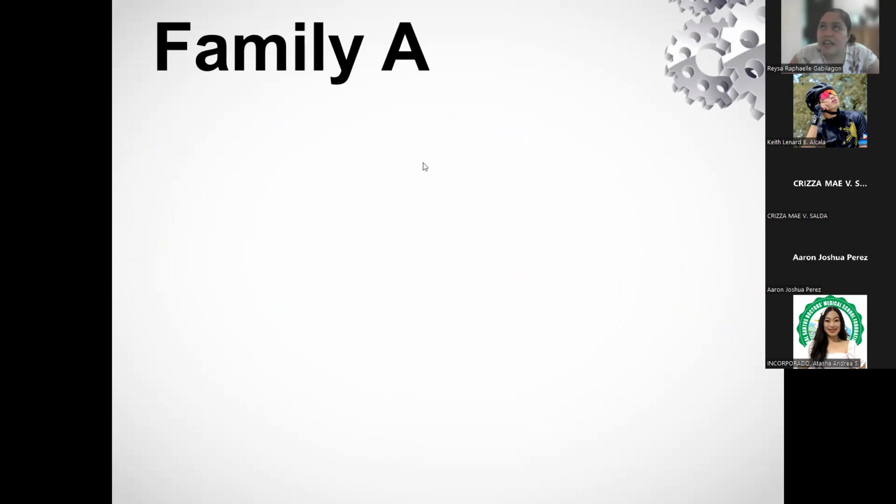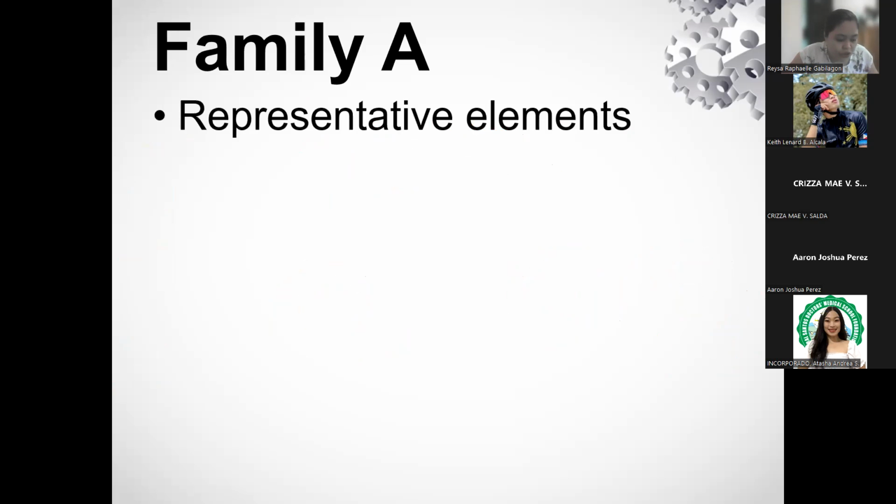So the families or the groups are divided into two. We have family A and family B. Yung family A, yan yung tinatawag na representative elements. Makikita nyo, if you look at your periodic table, may group 1A, group 2A, group 5A, group 8A. Pero sa gitna, meron ding group 1B hanggang group 10B. Example, group 8B.